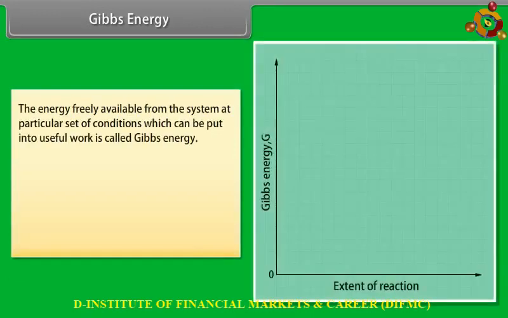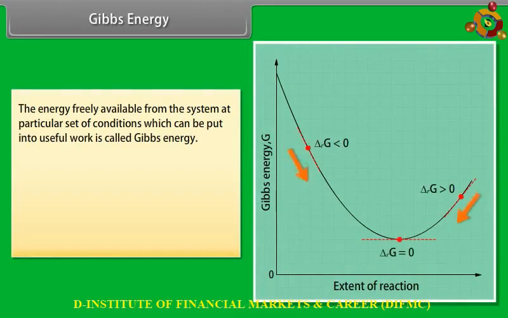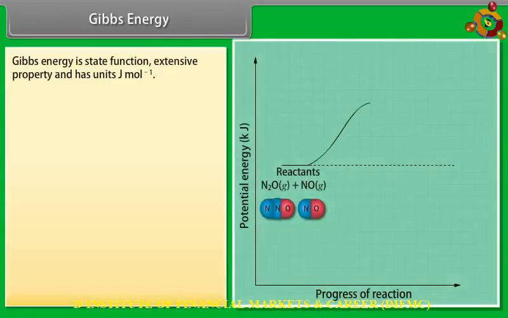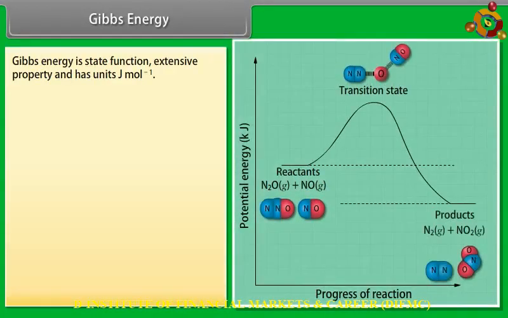Gibbs energy. The energy freely available from the system at a particular set of conditions which can be put into useful work is called Gibbs energy. Out of the total energy associated with the system, a part of it is random energy, which is non-convertible into work. The Gibbs energy can be represented as G equals H minus TS. Gibbs energy is a state function, an extensive property, and has units joule per mole.